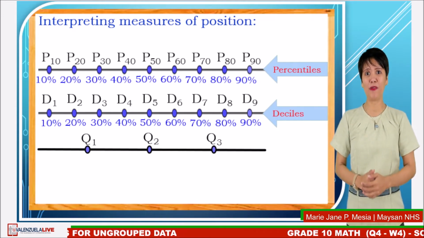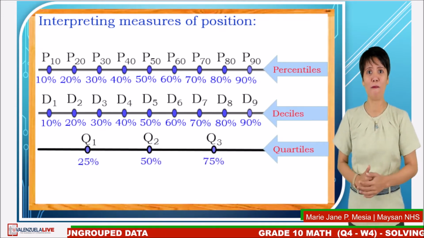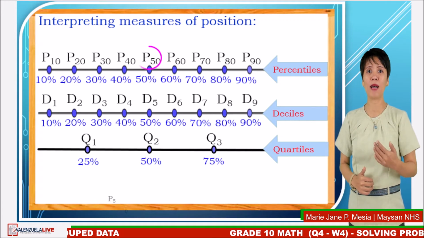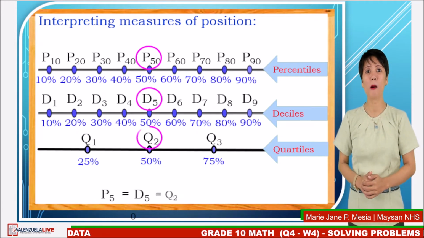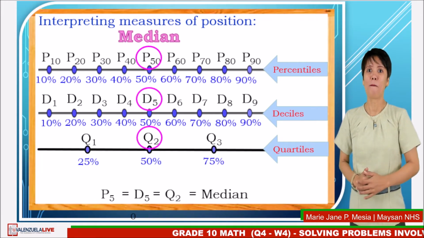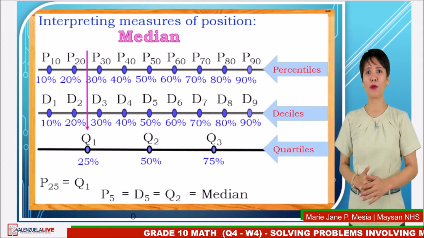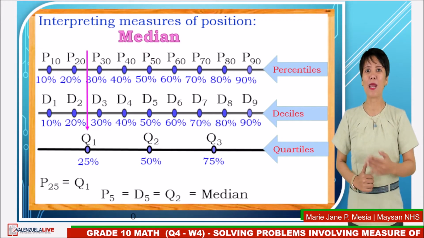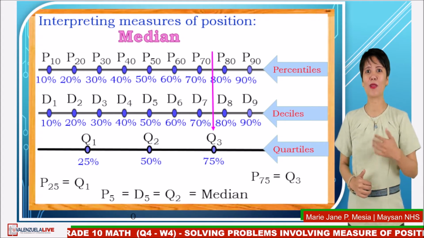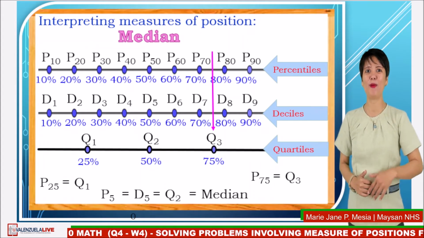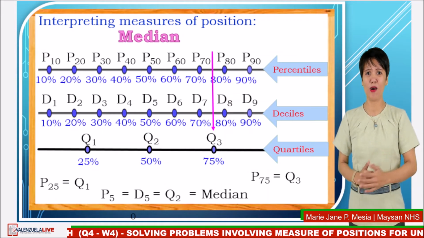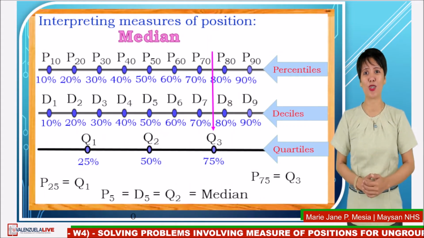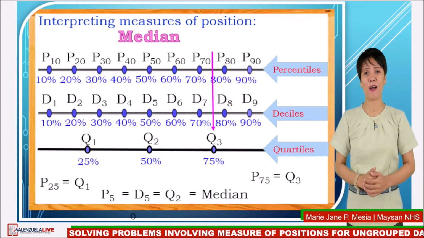P sub 50 is equal to D sub 5 is equal to Q sub 2 is equal to the median. P sub 25 is equal to Q sub 1 or lower quartile. P sub 75 is equal to Q sub 3 or upper quartile. Moreover, this visualization will help you determine the following.